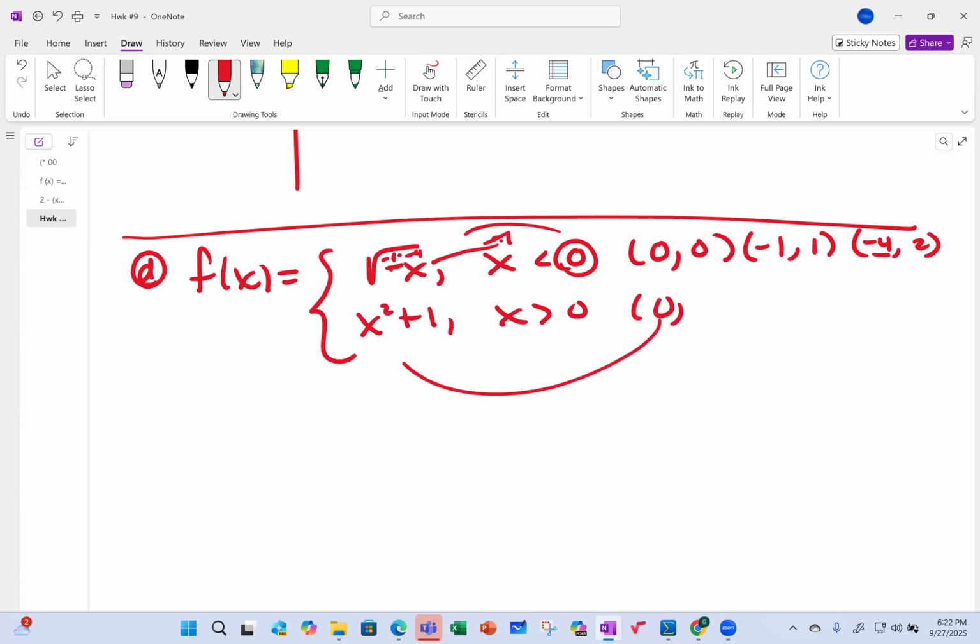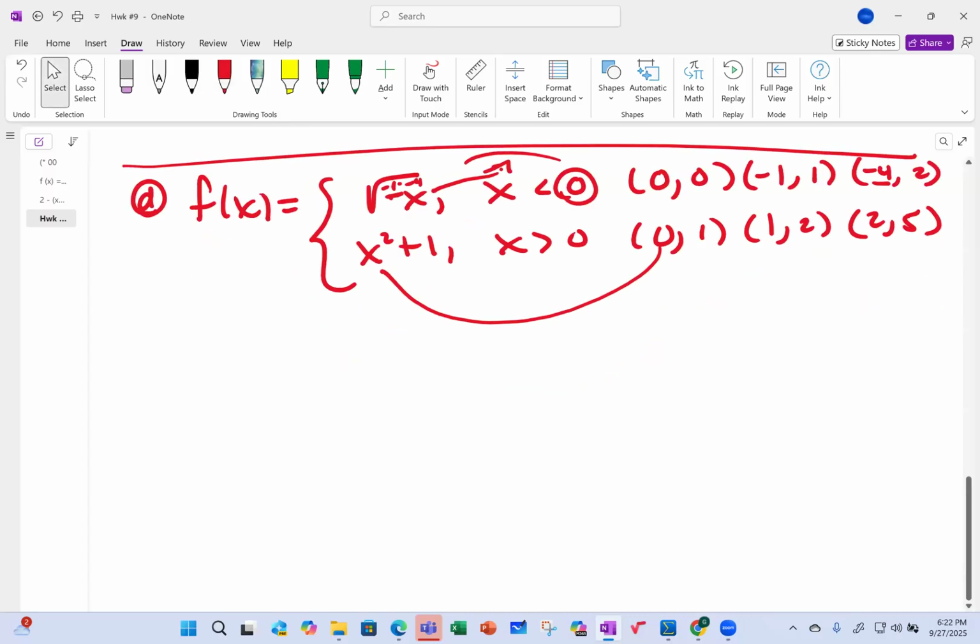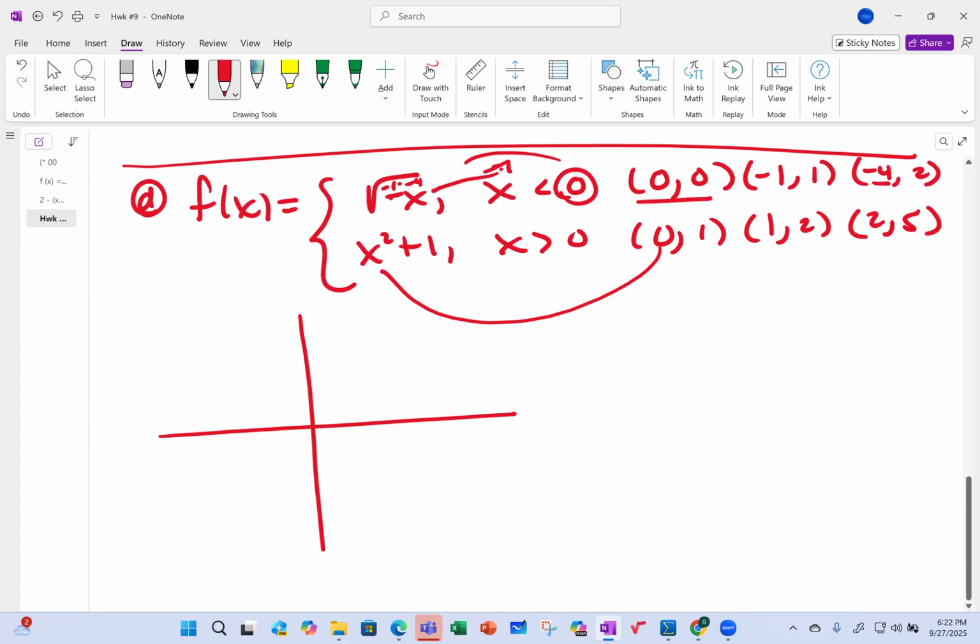When I come down here and pick 0, 0 squared is 0 plus 1 is 1. 1 squared is 1 plus 1 is 2. And then 2 squared is 4 plus 1 is 5. This time 0 is not included in either piece, so they'll both get an open circle. So 0, 0, negative 1, 1, and negative 4, 2.